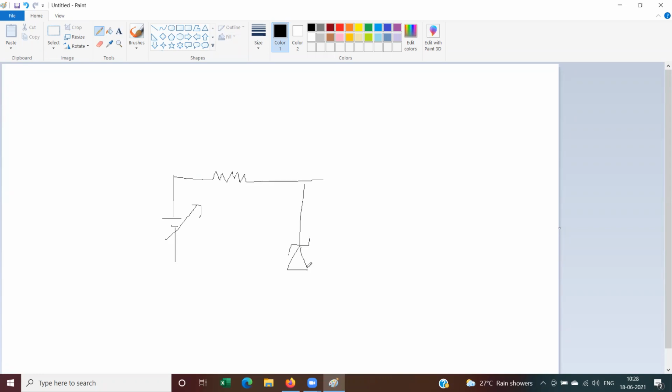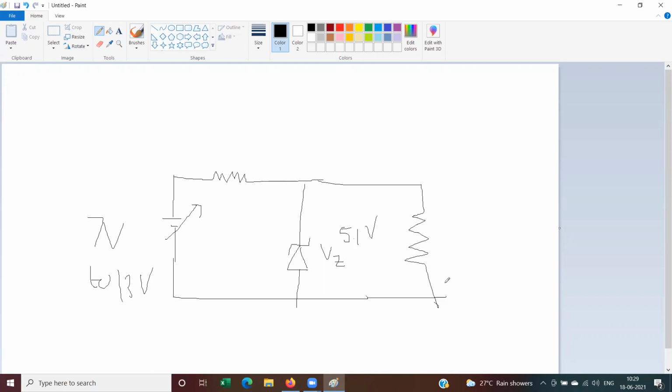And I have a Zener diode whose VZ is lower than the minimum possible value of this voltage source. So if this voltage varies from 7 volts to say 13 volts, VZ suppose could be 5.1 volt. And I have a fixed RL.